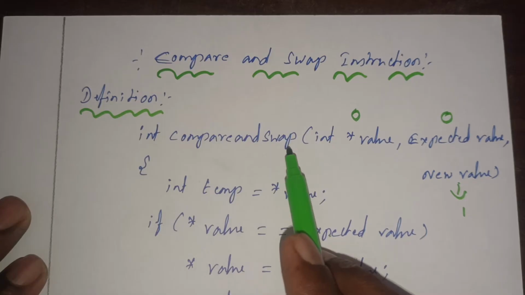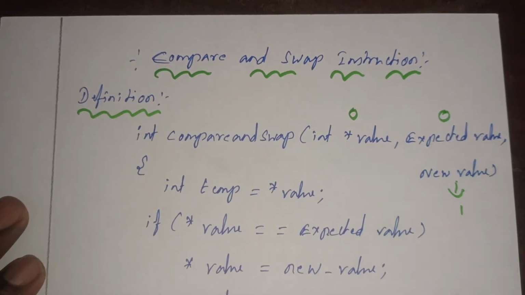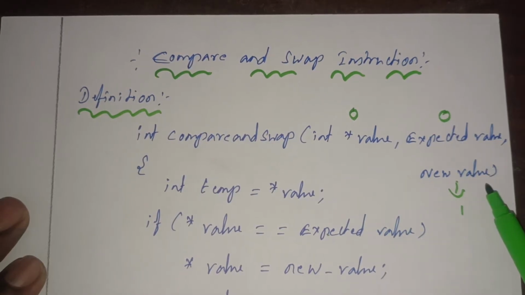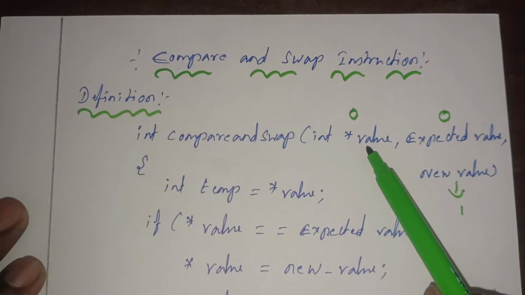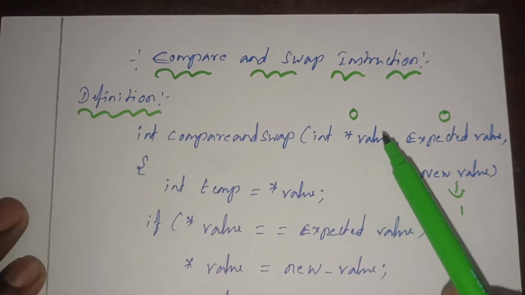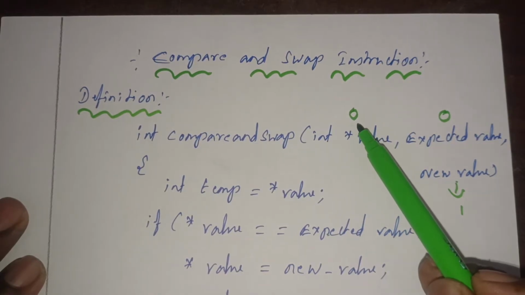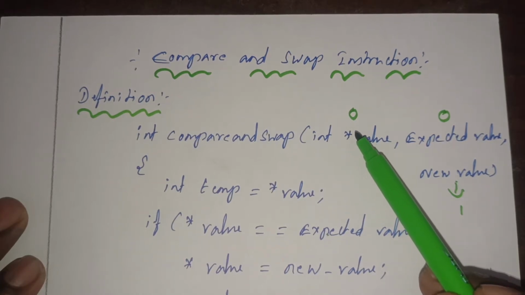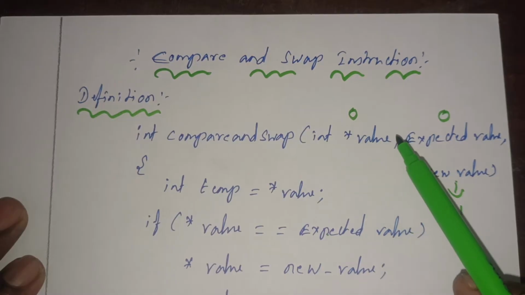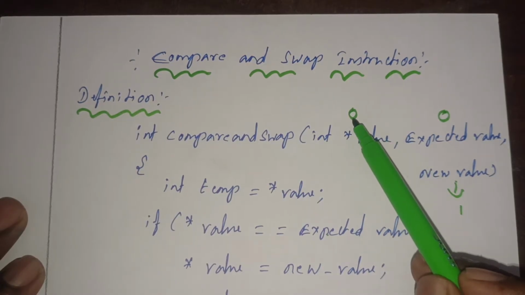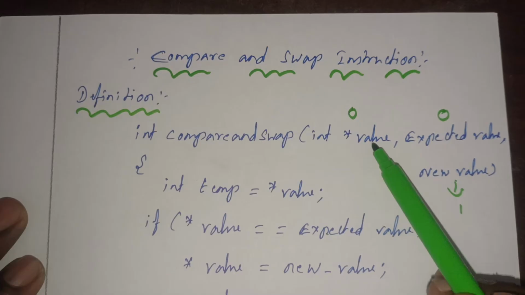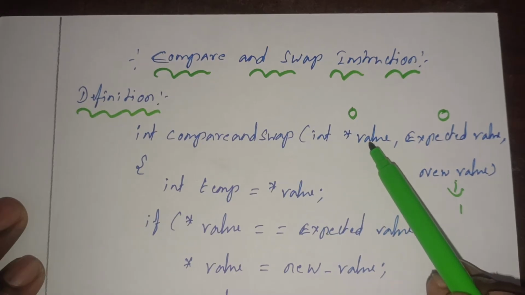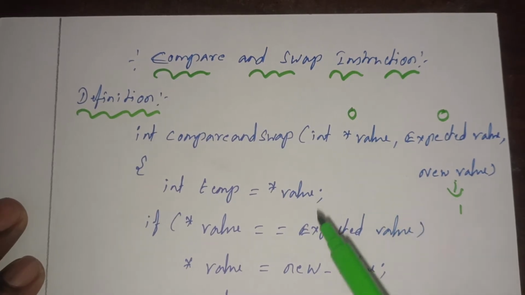Now compare and swap is a function which has three different arguments. Number one, pointer value. Number two, expected value. Number three, new value. What is this pointer value? This is a value for the critical section. If it is 0, that means the critical section is free. If it is 1, that means the critical section is busy. 0 is free, 1 is busy. So this pointer value reflects what exactly the critical section situation is.